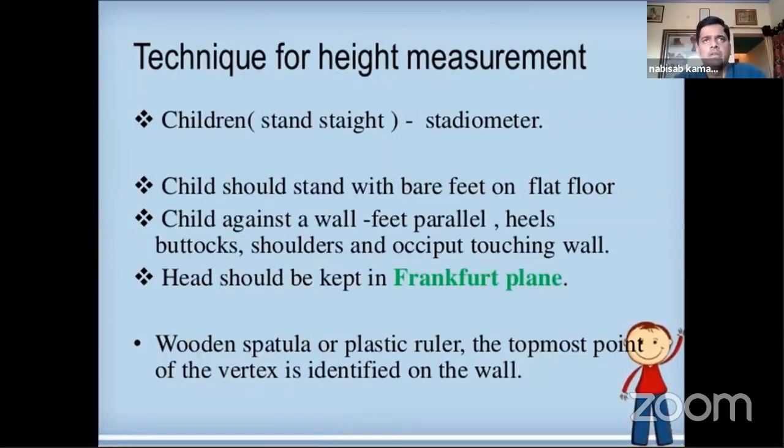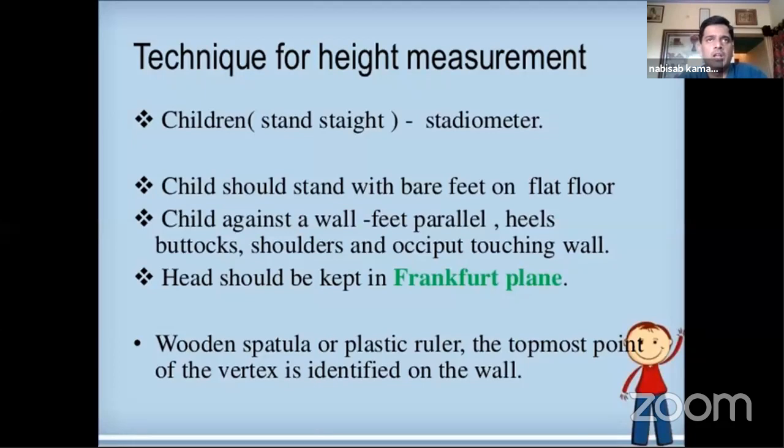While taking the measurement with the stadiometer, the child should stand on flat floor, and his feet are parallel. His buttocks, shoulder, and occipital should touch the wall, and then take the measurement of the child.